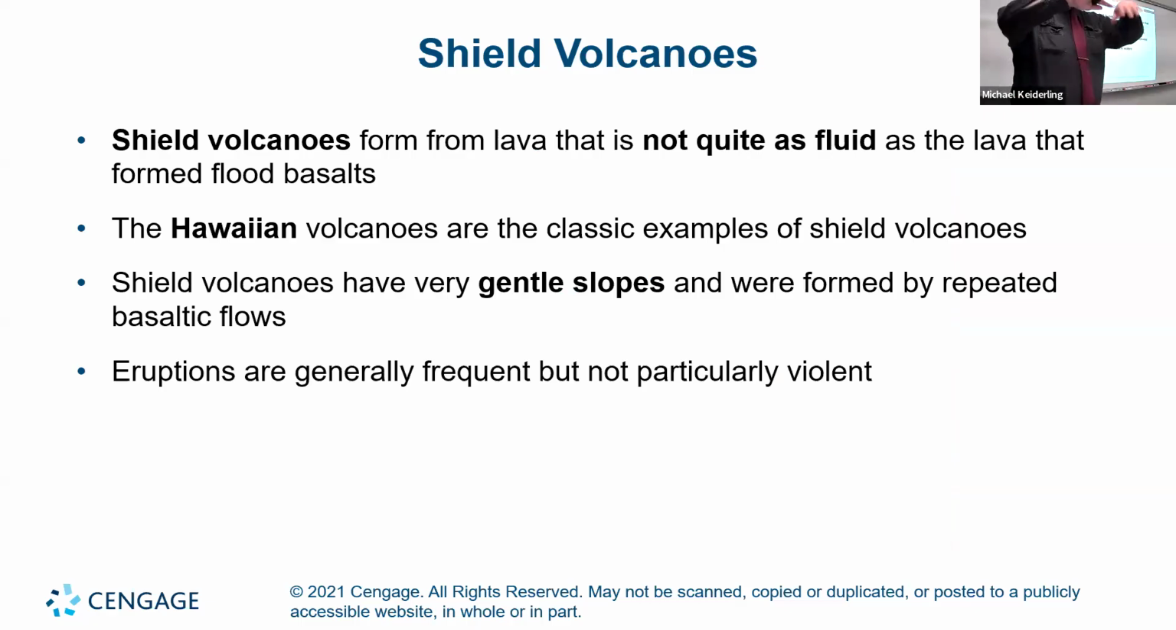So there's an upwelling magma. That magma comes out and it flows out to the side. They have very gentle slopes and were formed by repeated basaltic flows. Eruptions are generally frequent, but not particularly violent. For example, Kilauea's been erupting pretty much continuously for the last 40 years, but none of them have been particularly violent. I mean, yeah, you're going to have to move if a lava flow is going to hit your house, but you can walk faster than the lava flow.